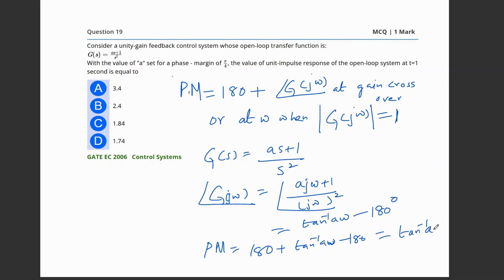That is given as tan inverse of a omega equal to pi by 4, which implies a omega is tan pi by 4, that is tan pi by 4 equal to 1. So a omega at gain crossover is 1.